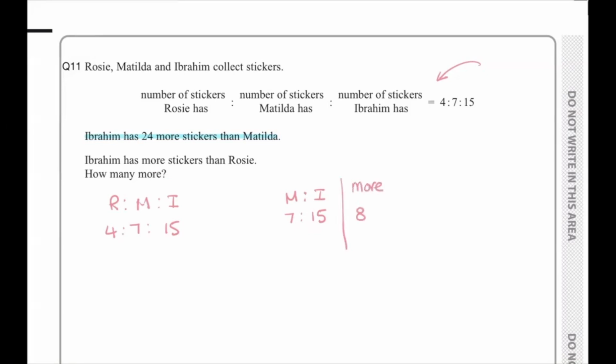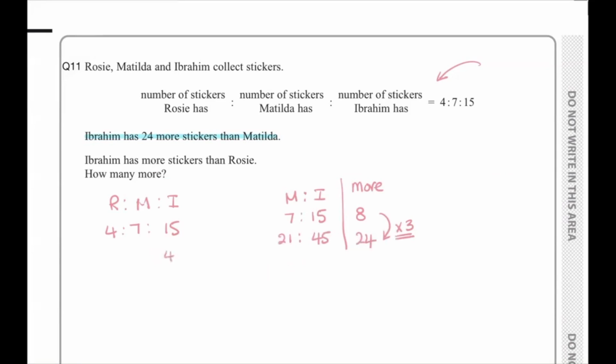But obviously in the question, it's 24. So I'm going to pop that in a kind of separate column that I've labeled more so that I can see the numbers and make sense of them easily. How do I get from 8 to 24? I simply times by 3. So if I times by 3, that's going to give me 21 here and 45 here, which I'm now going to transfer over to the original ratio that I wrote.